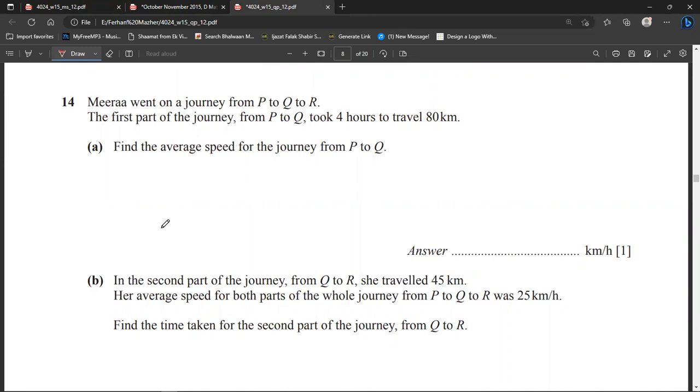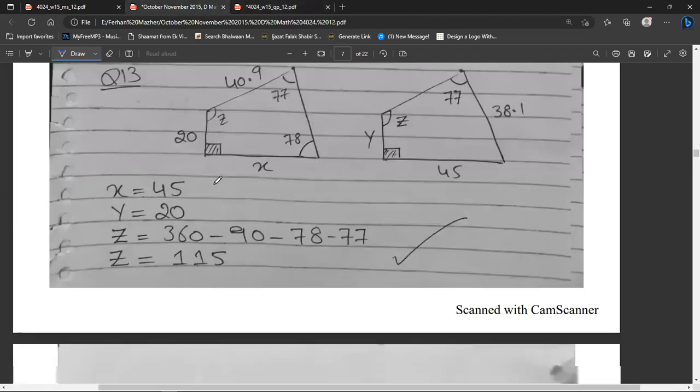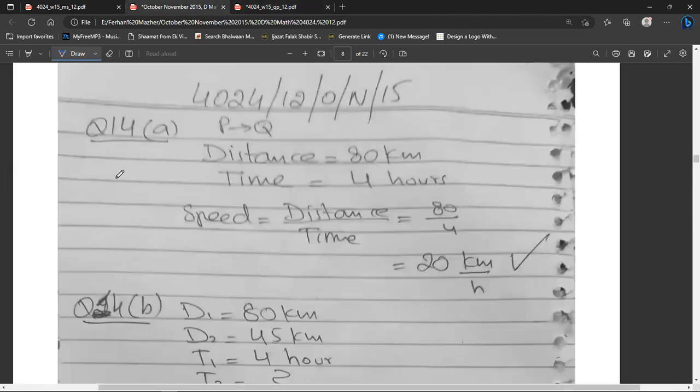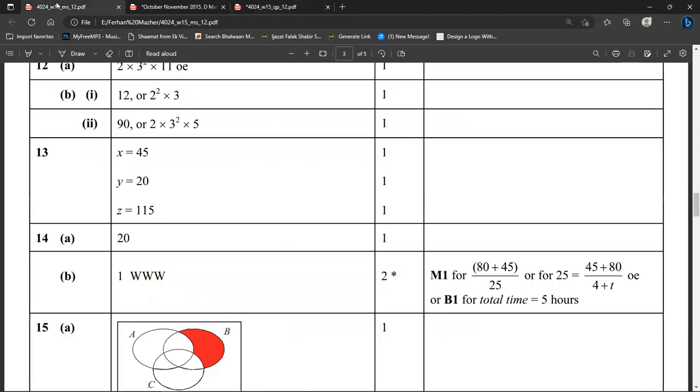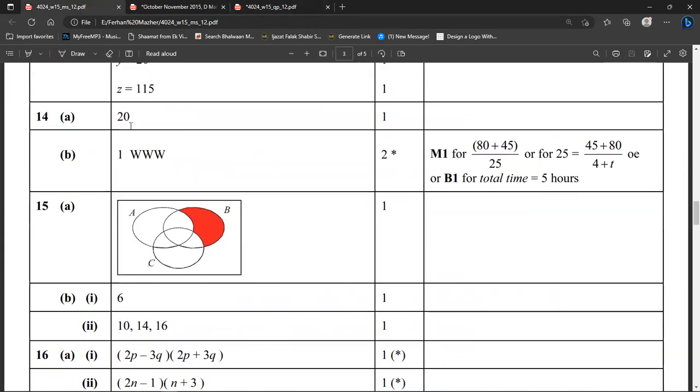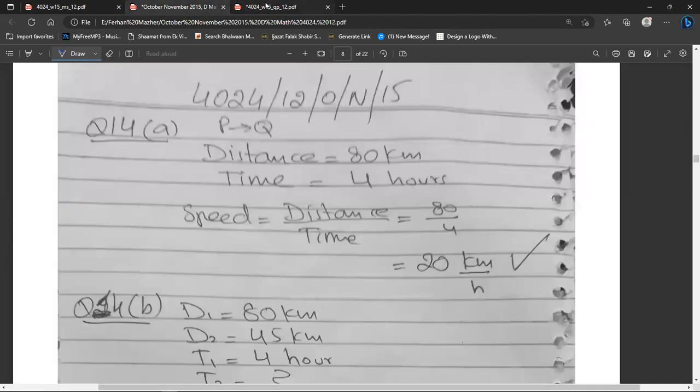You know the average speed is equal to the distance traveled divided by the time taken. The distance traveled is 80 kilometers and the time taken is 4 hours. So the average speed will be 80 kilometers divided by 4 hours, and you will get the average speed for the journey in the P to Q portion. So it will be 80 by 4, and that will be 20 kilometers per hour. And that is the right answer.